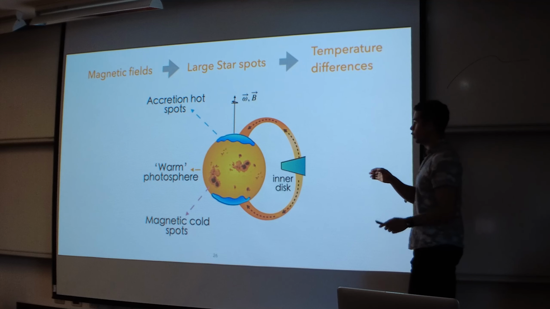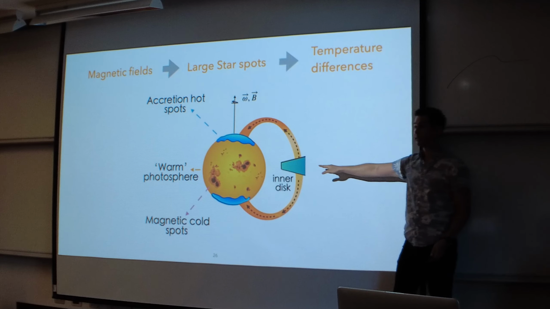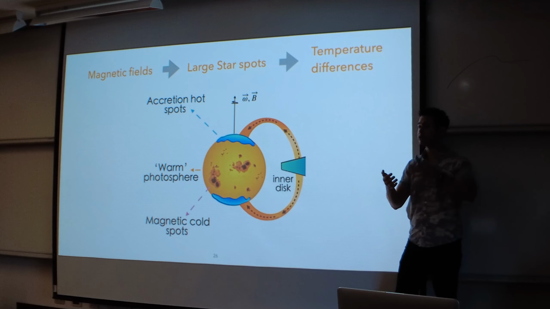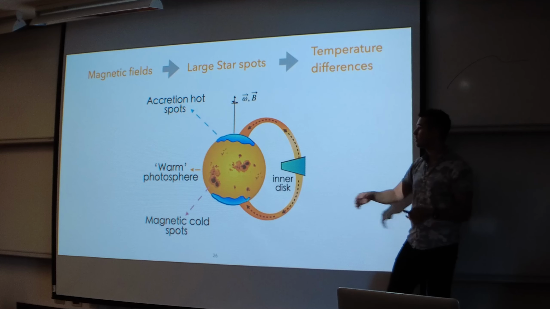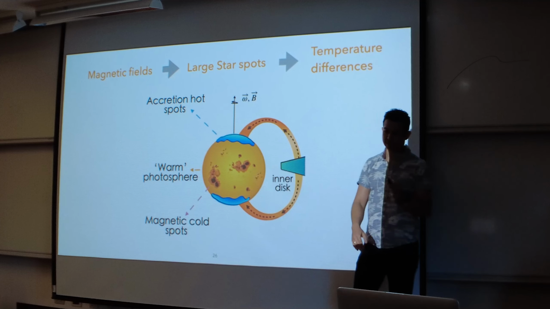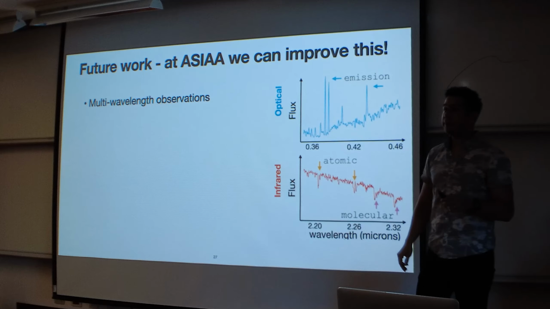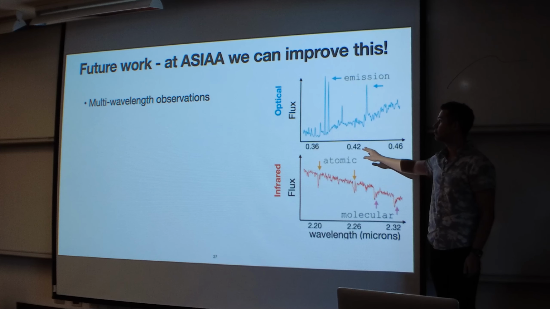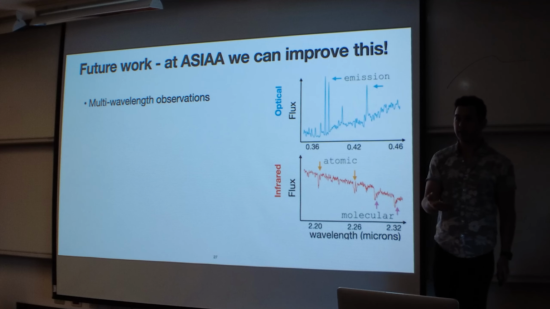models, we need to look at not only 2 temperatures, but 3 temperatures. But for that, we actually need more data, simultaneous optical and infrared data where we can really get this really hot component. So I think because of that, we have really a way of moving this field forward at ASIAA.